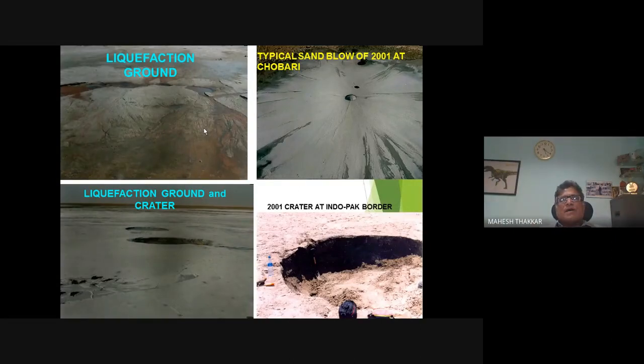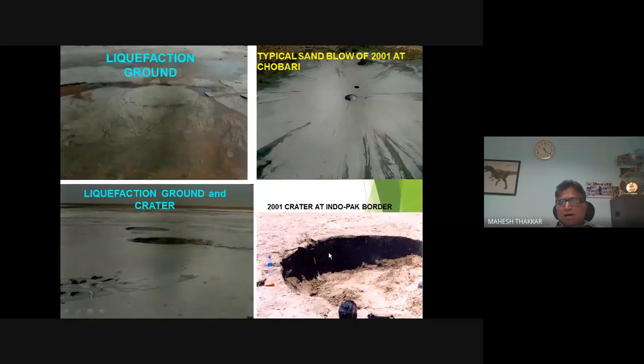Around a 10,000 square kilometer area of the Greater Run of Kutch and the plain of Banni has experienced liquefactions. So I have shown some of the major points which we could visit during 2001, just after 10 days of this earthquake. We have visited these areas with Dr. C.P. Rajendran, Kushla Rajendran, and some of the USGS people and some of the other countries' geologists, they came here to visit.